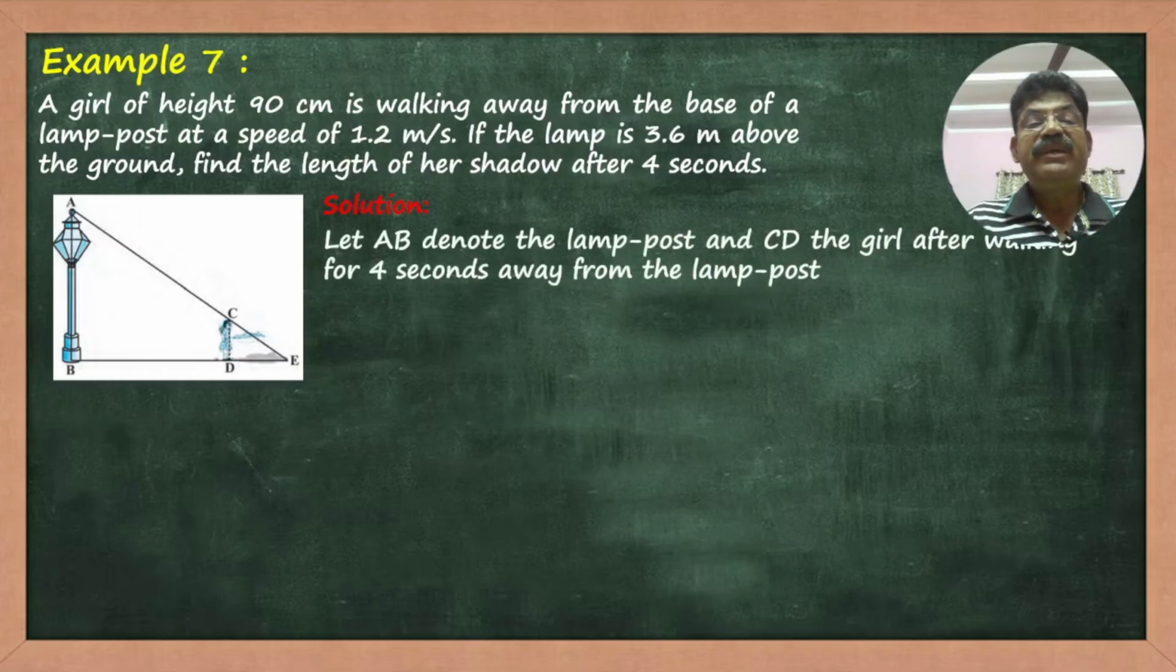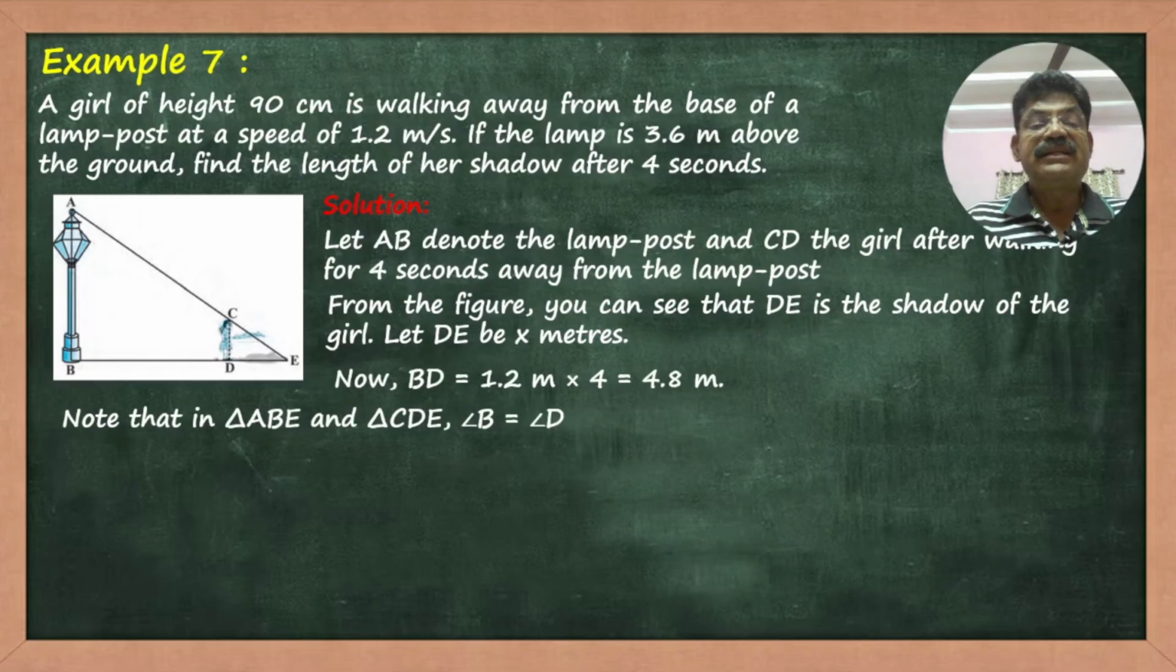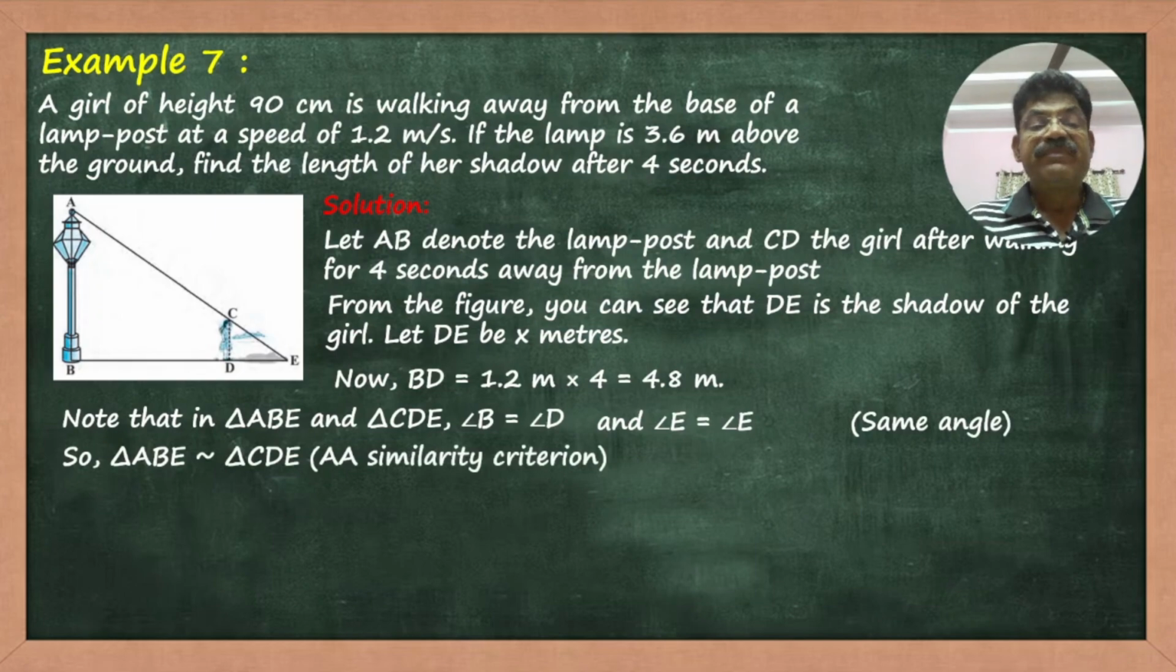Solution. Let AB denote the lamp post and CD the girl after walking for 4 seconds away from the lamp post. From the figure, you can see that DE is the shadow of the girl. Let DE be x meters because that is to be found. Now BD is equal to 1.2 into 4, which is equal to 4.8 meters. Note that in triangle ABE and triangle CDE, angle B is equal to angle D, and angle E is equal to angle E. Therefore, by AA similarity criterion, triangle ABE is similar to triangle CDE.